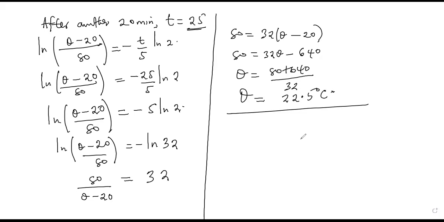Yes, Nakatu. Teacher, how did you get this 32? Ln 32, laws of logarithms. Ln is like log. If you have 5 log 2, it's the same as log 2 power 5. So 2 power 5 is 32.